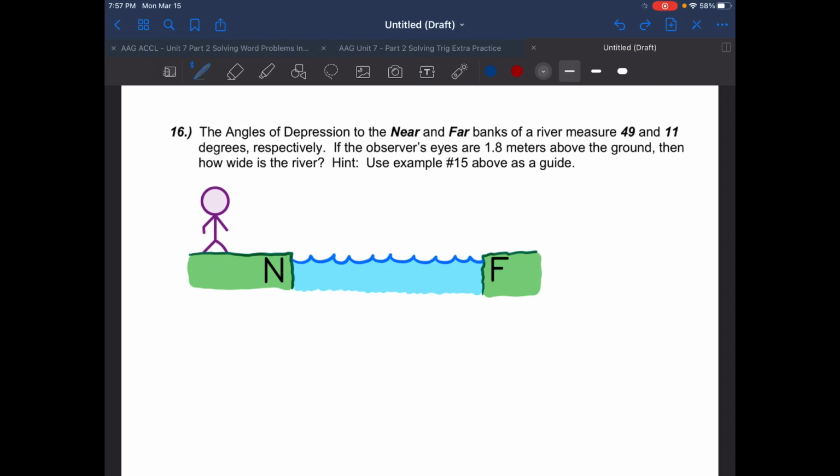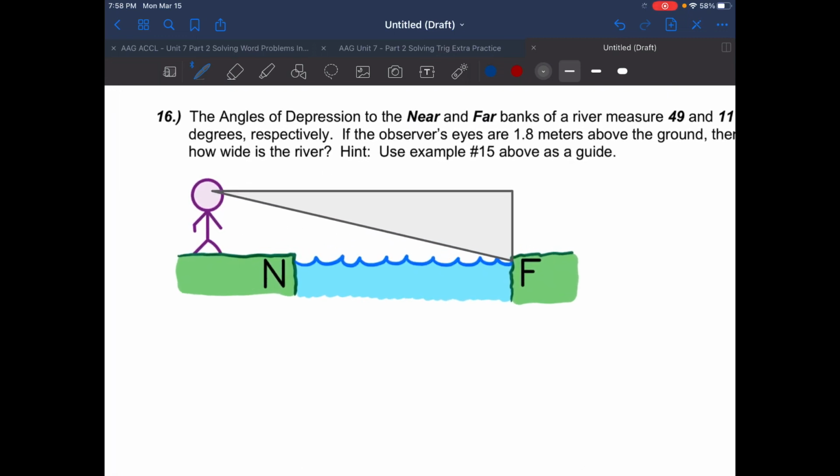The angles of depression to the near and far banks of a river measure 49 and 11 degrees respectively. If the observer's eyes are 1.8 meters above the ground, then how wide is the river? Hint, use example 15, the one we just did, as a guide. As soon as I read angle of depression, I'm going to draw our usual picture. So this is sighting the far bank of the river.